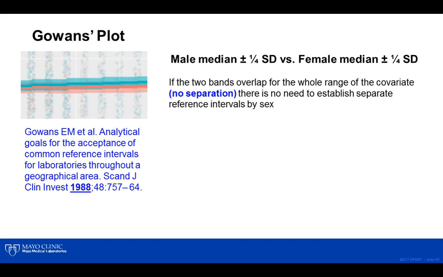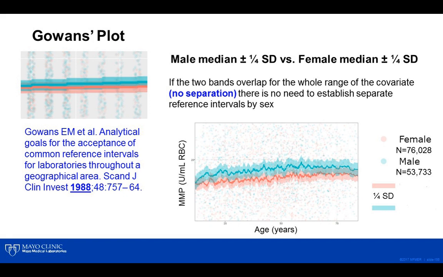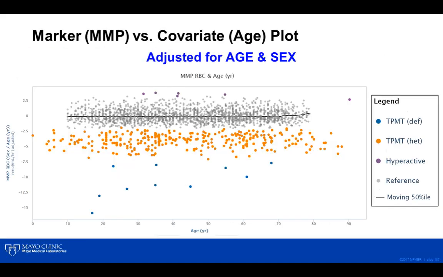The display of this plot requires a large amount of data, so it was not possible to apply it to the old assay. While there seems to be no statistically significant difference, it could be argued that females are consistently lower than males, and factoring sex could contribute to improving the separation between conditions. This is a marker versus covariate plot adjusted for both age and sex, and indeed, it appears to expand the range of low values.